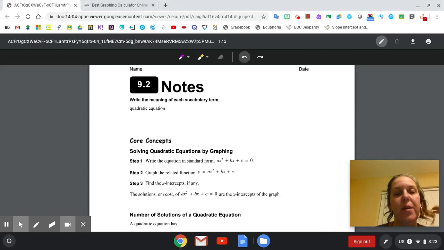Guys, today we're going to talk about 9.2. It's all about solving quadratic equations by the graphing method, which I'm going to show you how you can use your calculator to help you graph.